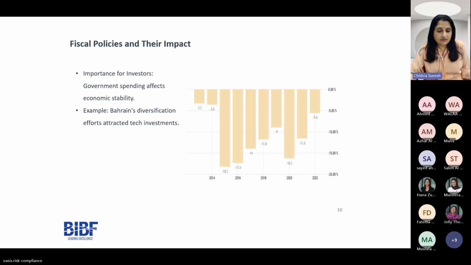Another very important macroeconomic indicator is the BOP, balance of payment. What is balance of payment? Balance of payment is the country's payments and receipts with the rest of the world. So it's actually a snapshot of a country's financial position. The BOP tracks the payments and the receipts that the country has with the rest of the world, which will have an impact on your investment decision.